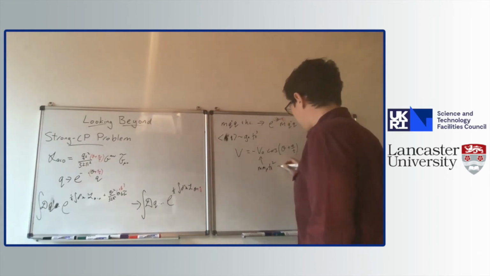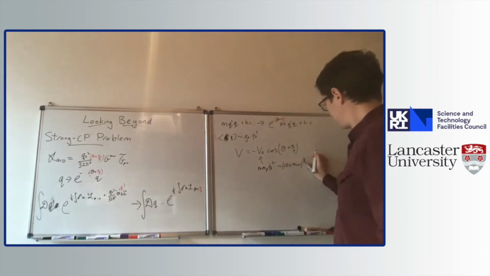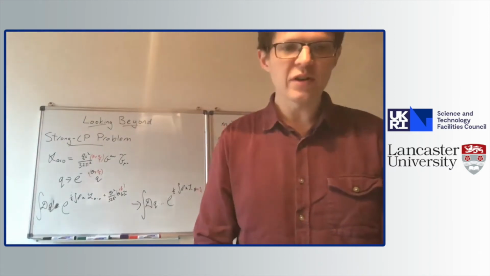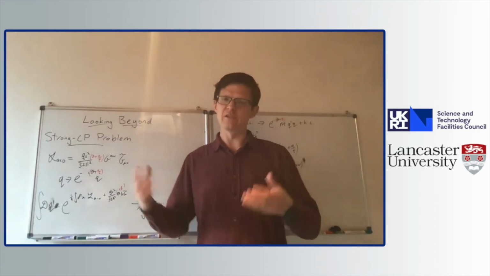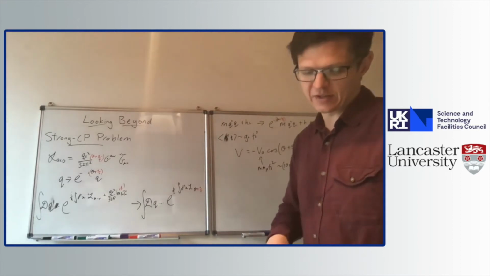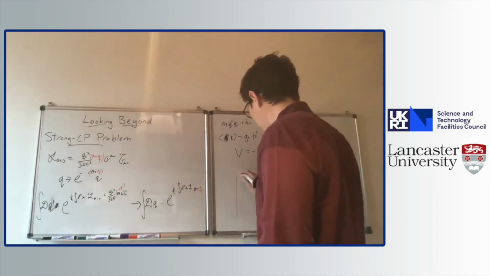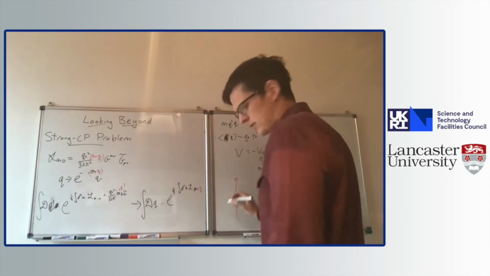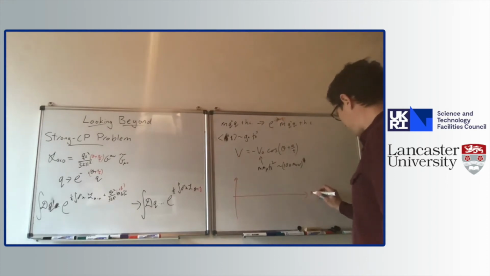Which is of order something like 100 MeV to the 4. Okay, very good. So let's plot this potential. Now this scalar field can change, right? Because it's a scalar field, it can roll down slopes and things like this. So what happens to this scalar field? Well, we can plot the potential. We can plot the scalar potential as a function of a over f.